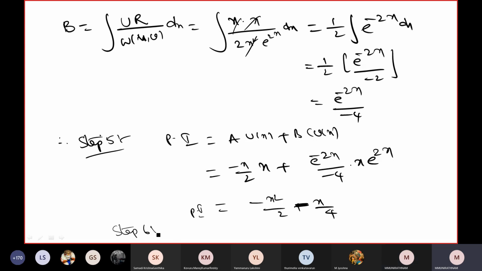Step 6. General solution is y equal to CF plus PI. Replace what CF is and what PI is. Done? Have you written it?